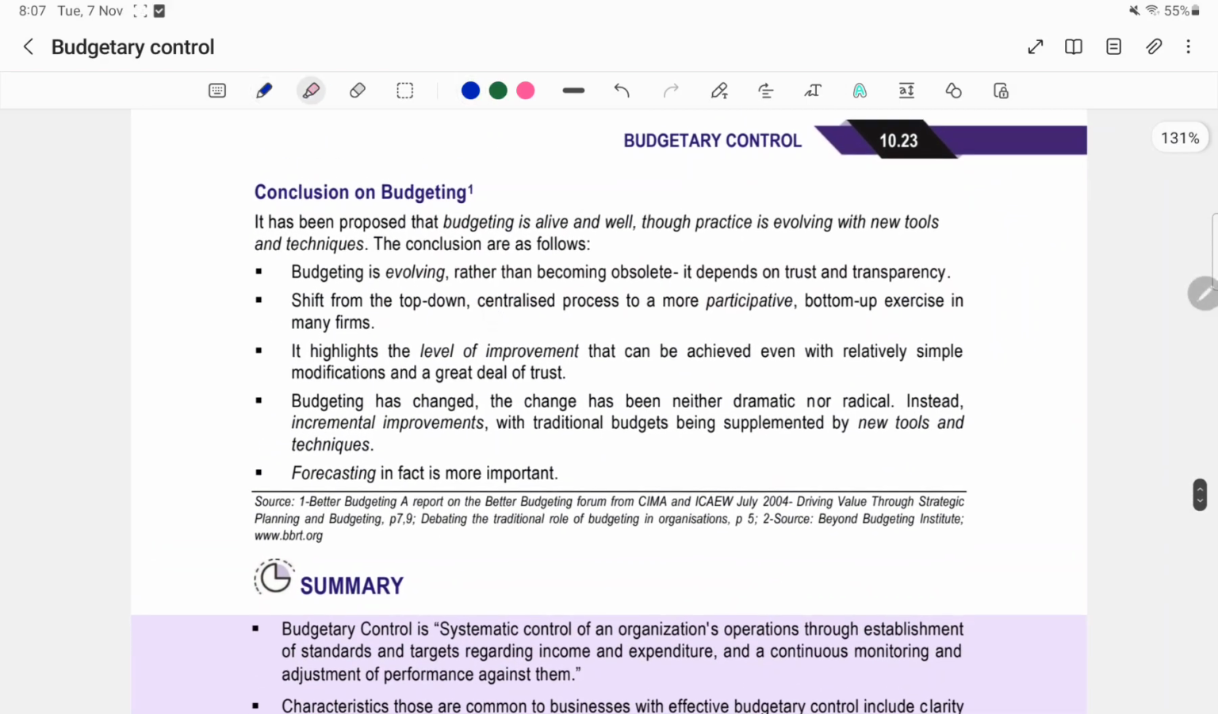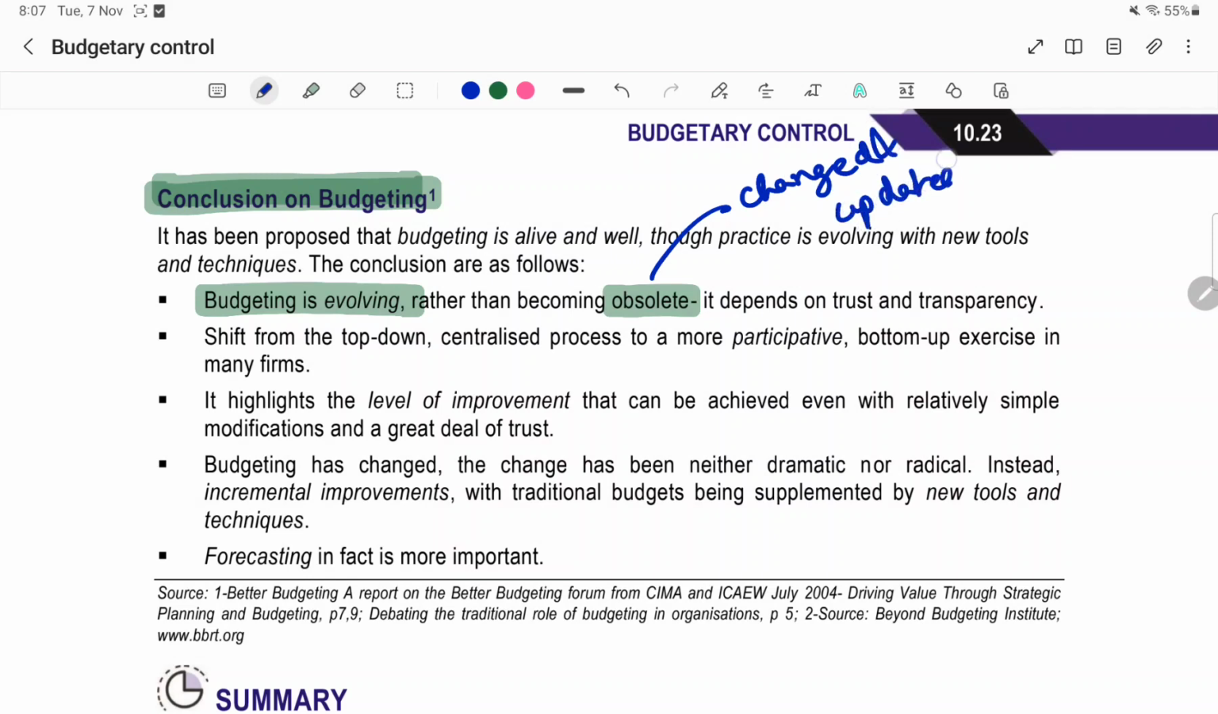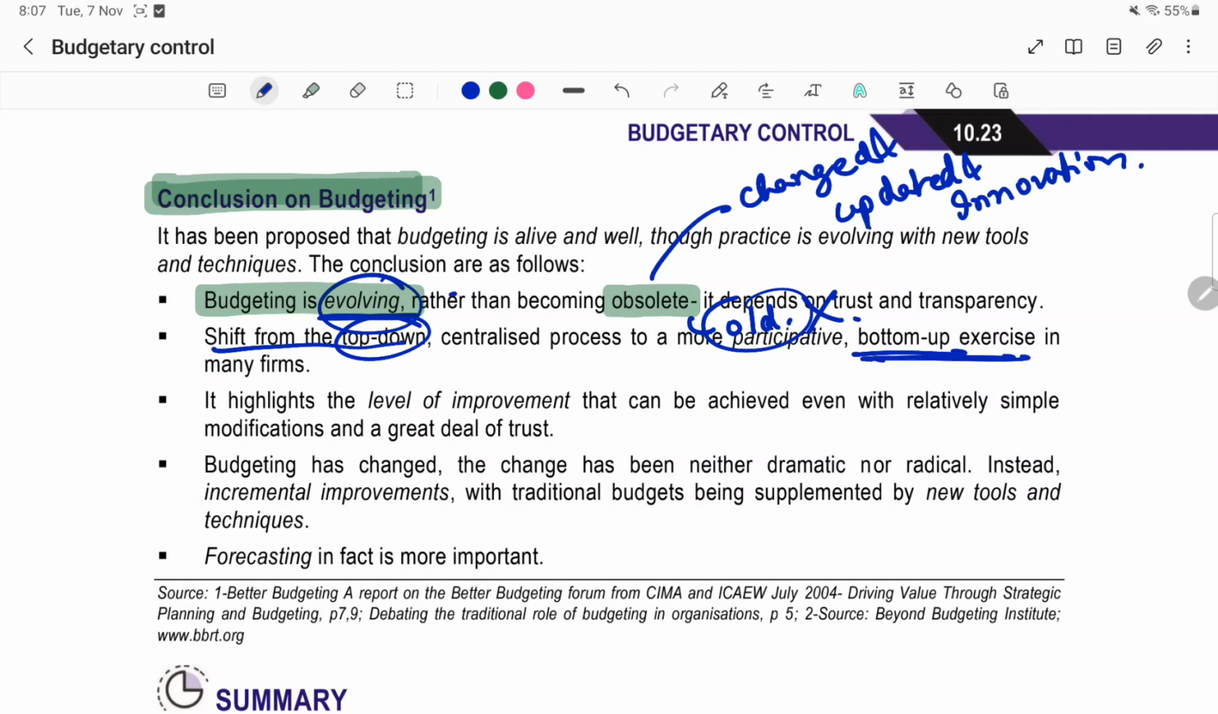Then there is the last topic, that is finally conclusion on budgeting. That is what we conclude from all the concepts, that budget is evolving rather than obsolete. That is, we studied in beyond budgeting that it should be changed and updated. Innovations. So obsolete means old. So it should not be old, it should be evolving, that is updated. Now from top down approach, what should we shift to? We should shift to bottom up approach, so that lower levels also participate.